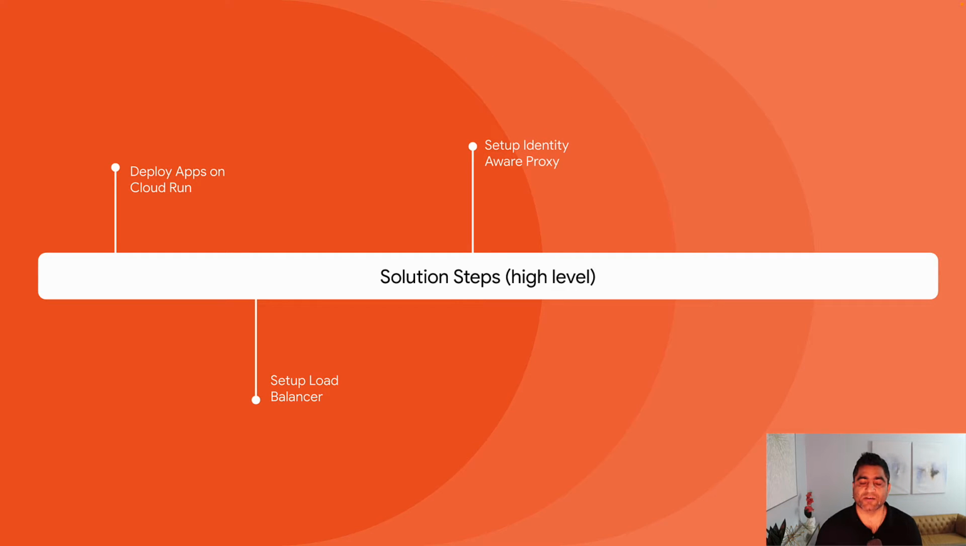Then we will set up identity proxy with external identities, and for that we will need to do some setup in identity platform, including setting up the OpenID or SAML connection with Okta, and finally we will do the testing and troubleshoot if needed.